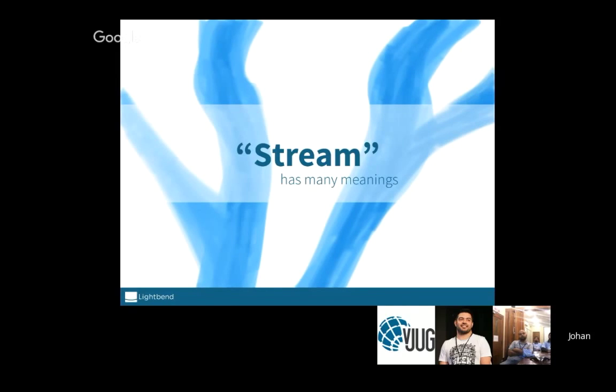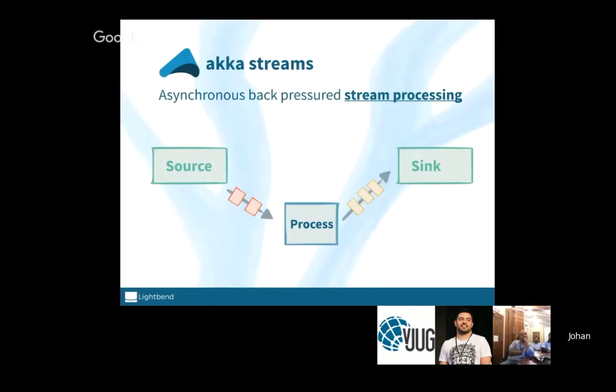Akka Streams is something different. So let's zoom in on what it means in our context. Akka Streams is a library for asynchronous back-pressured stream processing. So let's look at each part of this statement and see what it means.